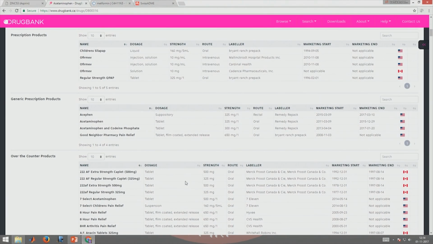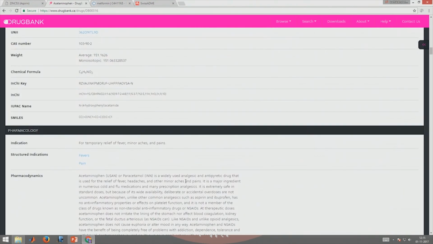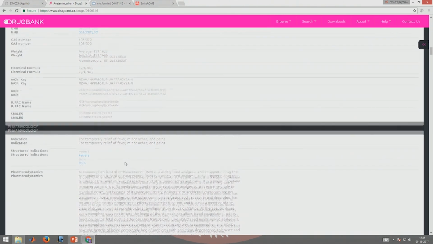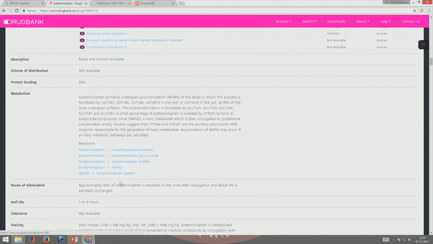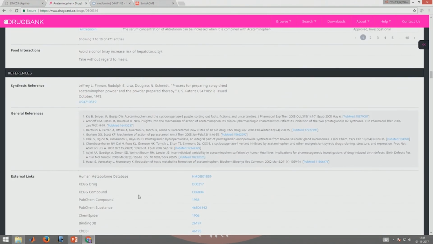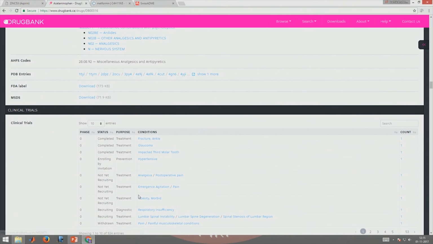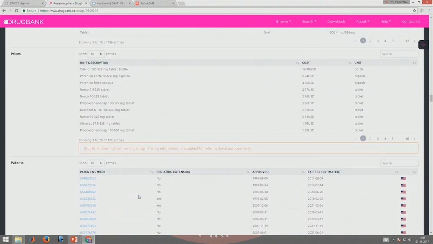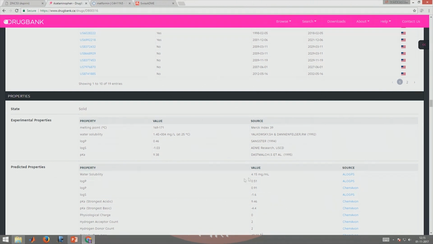If you look at some of the properties of this particular database, it also gives you the molecular formula, and as you can see, the route of elimination, half-life, clearance, some toxicity, metabolism, what type of enzymes metabolize it, and the absorption, which is rapid and almost complete. So, immediately it gets absorbed, then which organisms, and whether there are any interactions. So, a lot of information is given, as you can see, about the log P values.